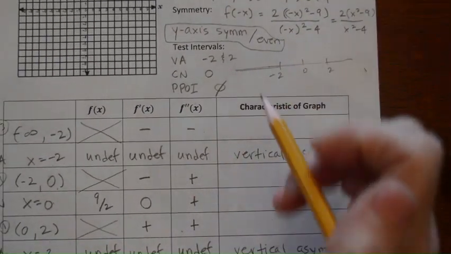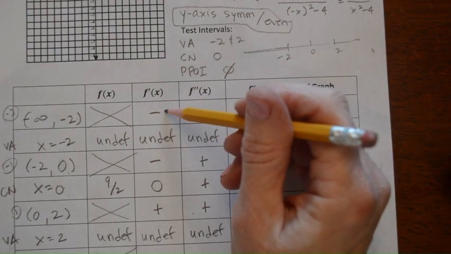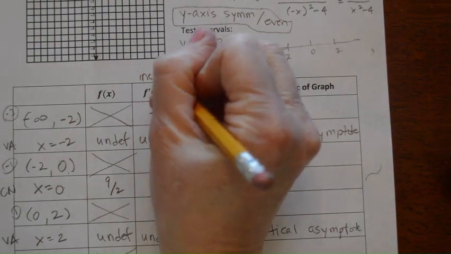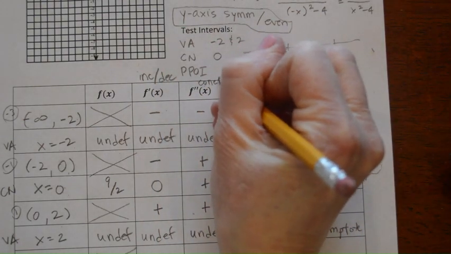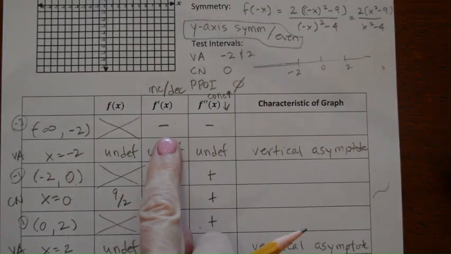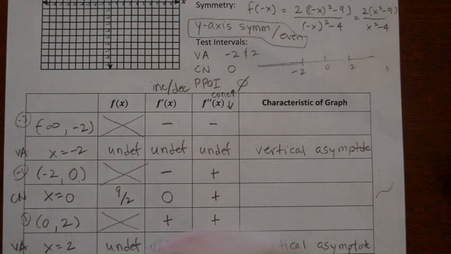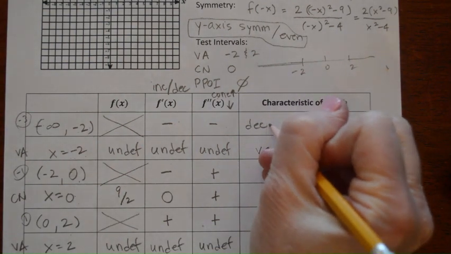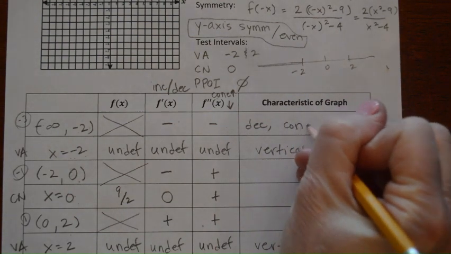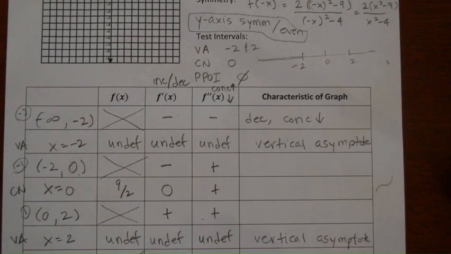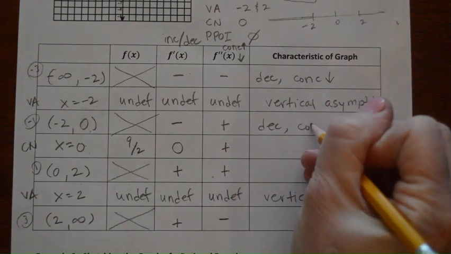Okay, so then let's write the characteristics of the graph. The things that we want to say are whether it's increasing or decreasing. That's what this column is going to be. And this is going to tell us whether it's concave up or concave down. So when it's negative here in the first derivative, what does that mean? That means it's decreasing. And when it's negative here, that means concave down. Here negative means it's decreasing, and here it's concave up.